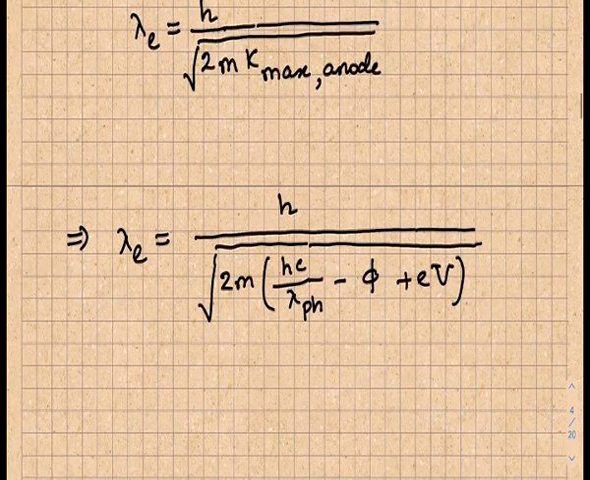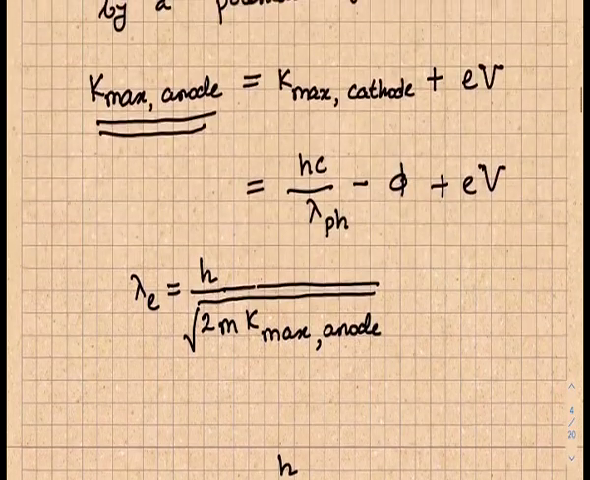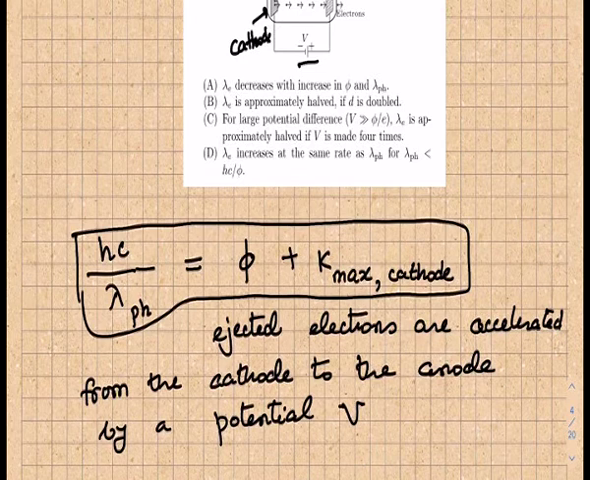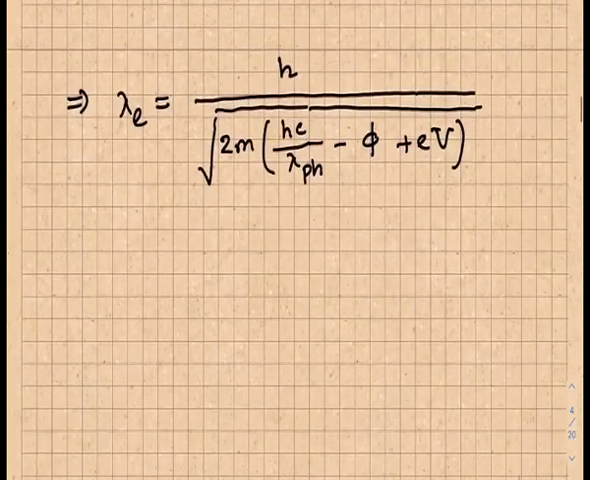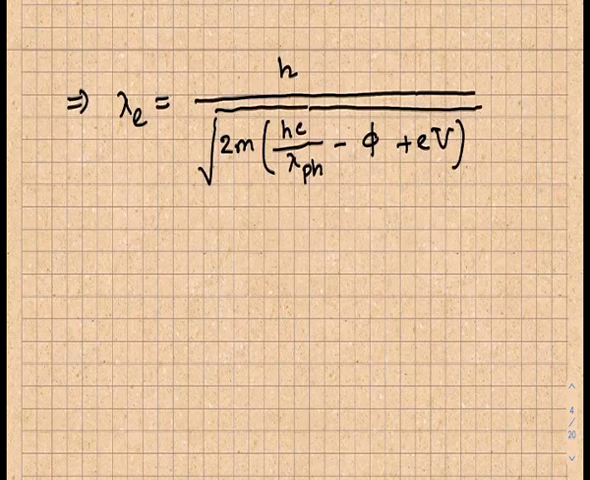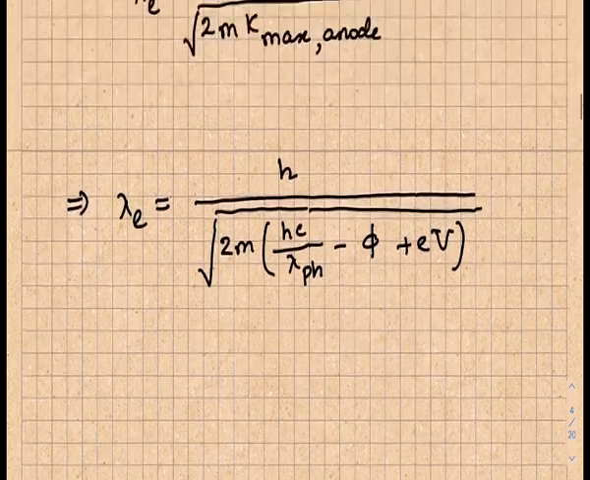Now let us analyze it. Why have I derived it? Because just by looking at the options, everything is about the relation between lambda e, lambda PH, work function and things like that. So that's why I have to get an expression for the de Broglie wavelength of the electron, lambda e, at the anode. So that's what I have done. Now let us analyze it option by option.